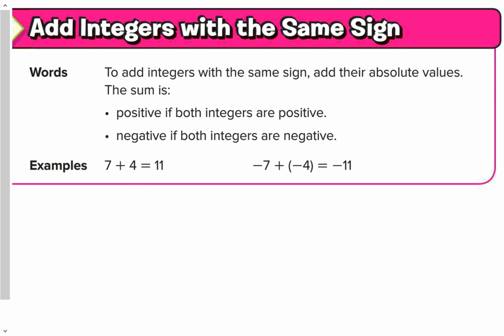Okay, so example 1, positive 7 plus positive 4. We're going to add their absolute values. So 7 plus 4 is 11. Since they're both positive, the answer is going to be positive. Again, negative 7 plus negative 4. You're going to add their absolute values. So 7 plus 4 is 11. Since they're both negative, the answer is going to be negative.